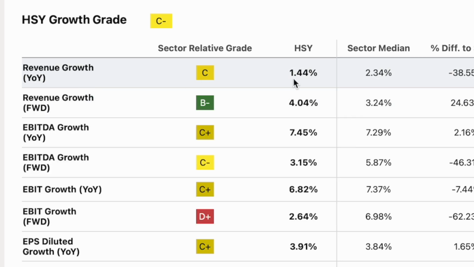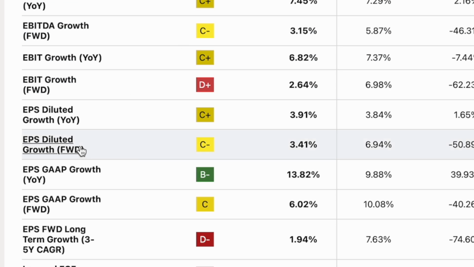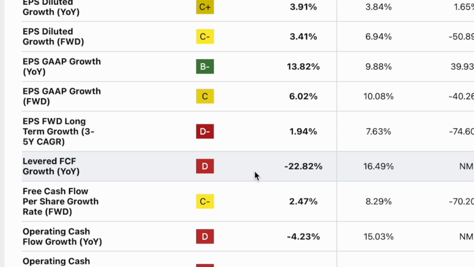Because now if we compare the growth measures for HSY and META, we see that revenue growth for HSY is about 1.5%. Earnings per share growth is less than 4%. Their projected earnings per share growth is less than 3.5%. And even just looking at the free cash flow growth, it's actually negative year over year. So while HSY may be trading for a slight discount, we also have to understand that their business growth is really struggling right now too.